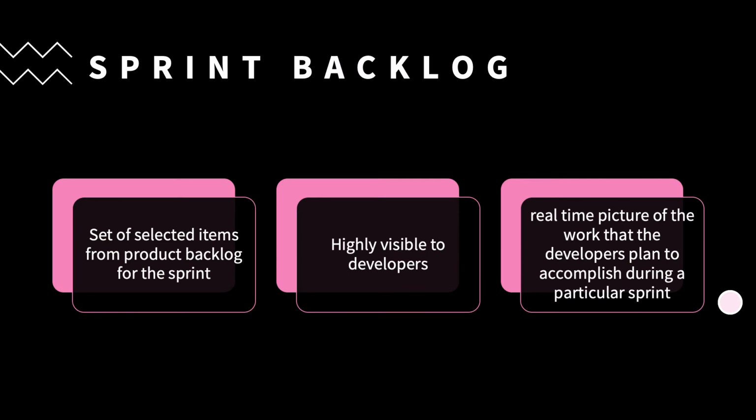A sprint backlog is a set of selected items chosen from the product backlog for that sprint. This is made for and by the developers so that everyone in the team can get a real-time picture of what is being accomplished on a particular sprint.